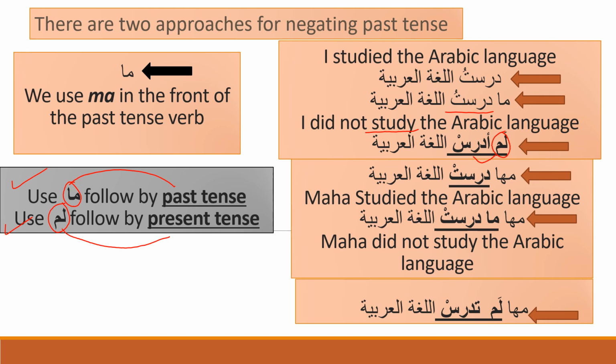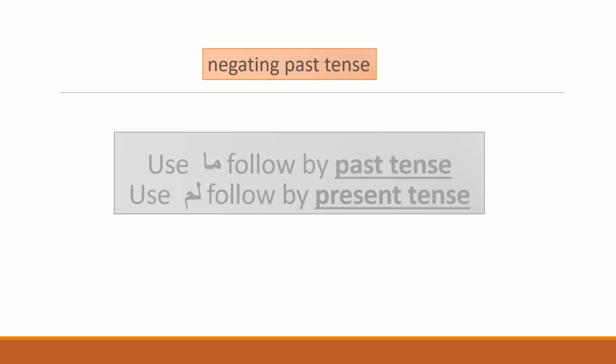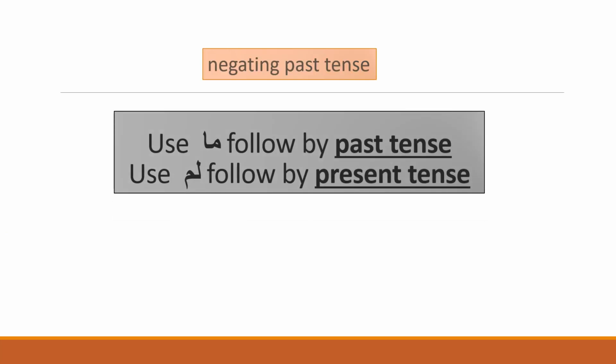Again, we have two options. You can use ما or you can use لم. If you want to use ما, it has to be followed by the past tense. If you want to use لم, it has to be followed by the present tense. Both of them are correct to negate past tense.